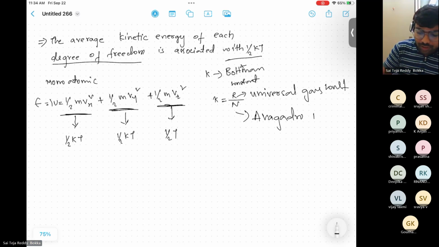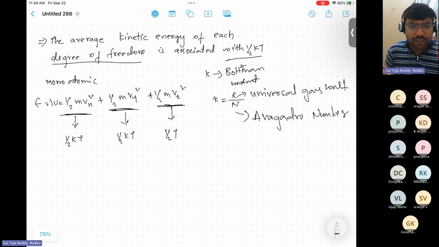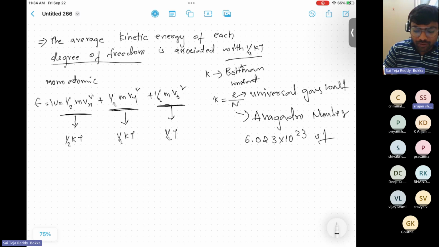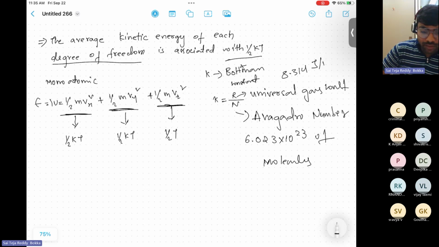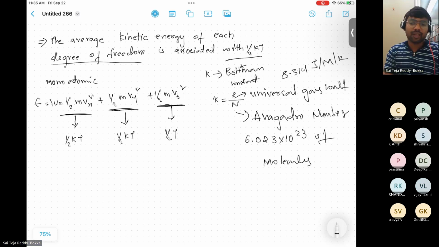Tell me the Avogadro number once. Do you remember the Avogadro number? For one mole, 6.023 into 10 to the power of 23 number of molecules. Right. So R is the universal gas constant. This value is 8.314 joules per mole per Kelvin. Okay.